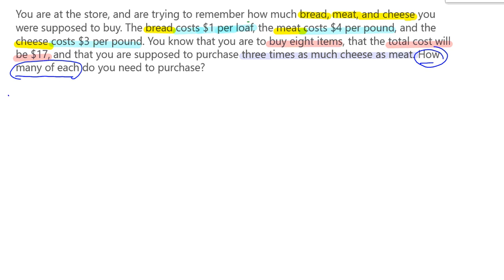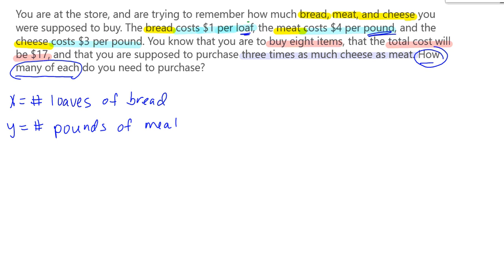All right, let's identify our variables. X equals, we're going to go with bread. Now I'm not just going to write bread. I've got a specific measurement I'm using, and it's loaf. So X is going to be the number of loaves of bread. Y is the meat, and meat is per pound, so the number of pounds of meat. And then it leaves Z to be the number of pounds of cheese.